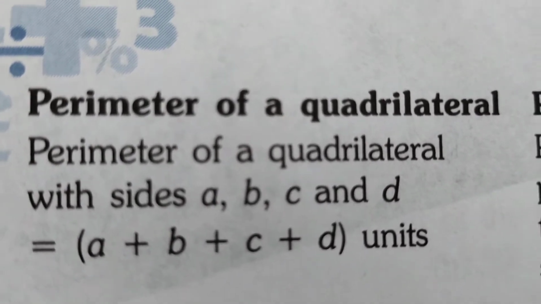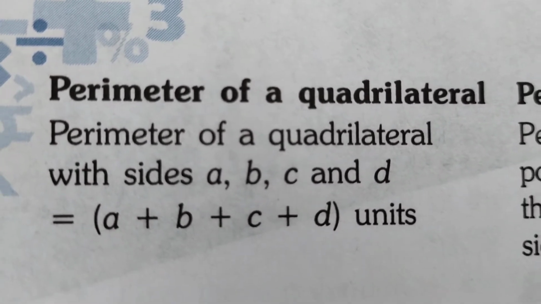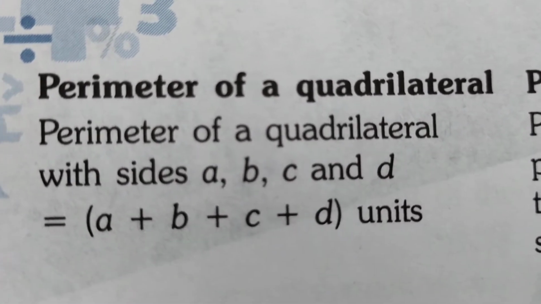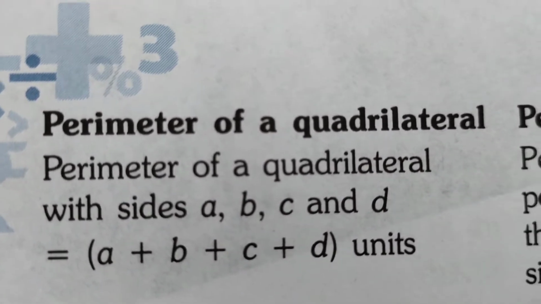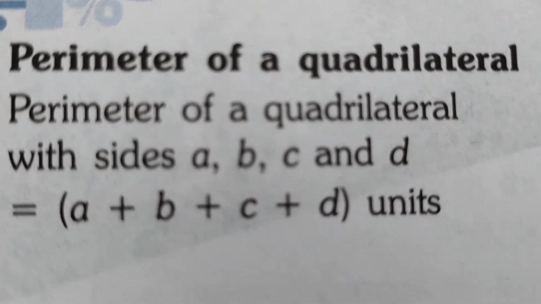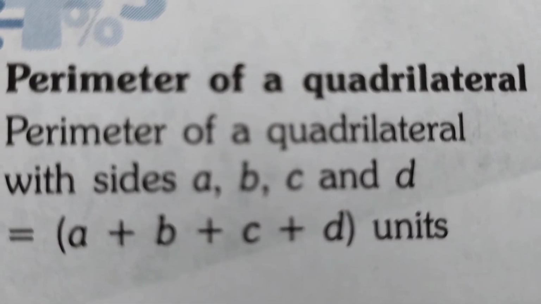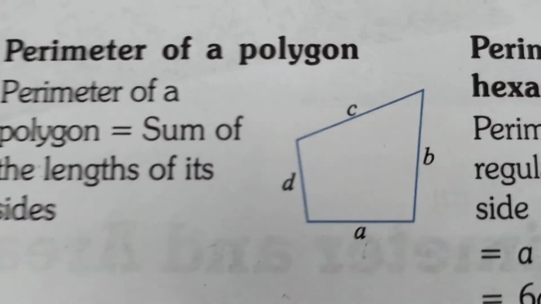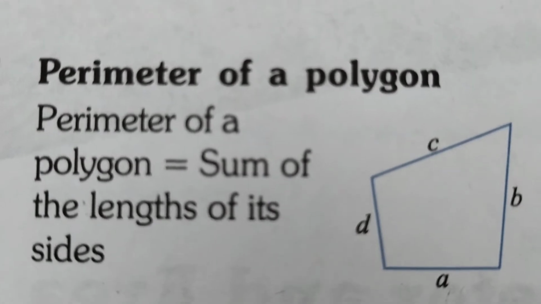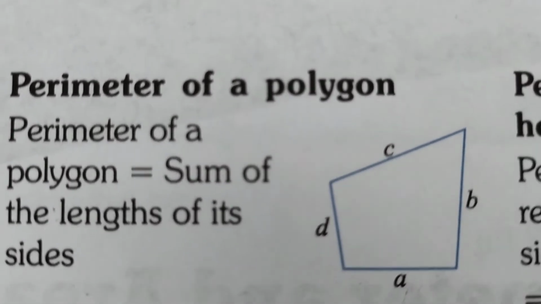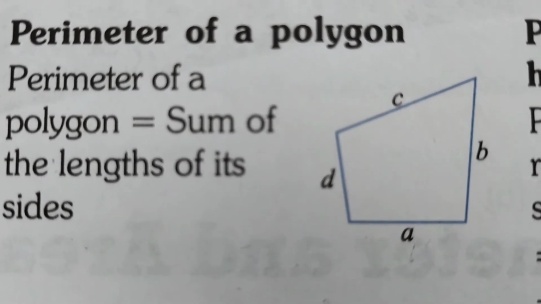Similarly, you can see the perimeter of a quadrilateral. So quadrilateral is nothing but a 4-sided figure. All the sides are denoted by the lengths A, B, C, D. So the sum of all 4 sides will give you the perimeter of the quadrilateral, A plus B plus C plus D units. For any polygon, if it is 4 sides we will add 4 sides. If it is 5 sides, we will add 5 sides.